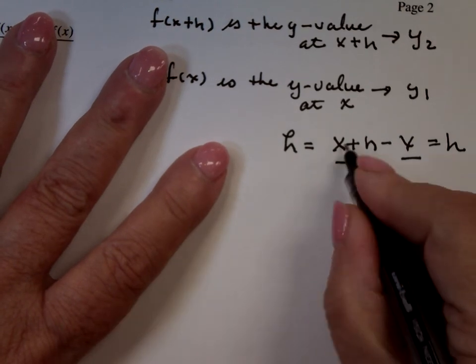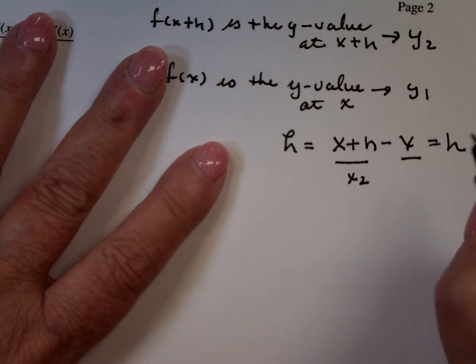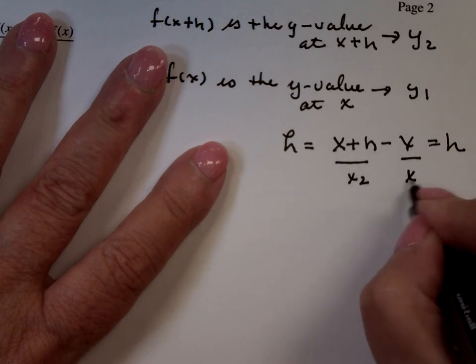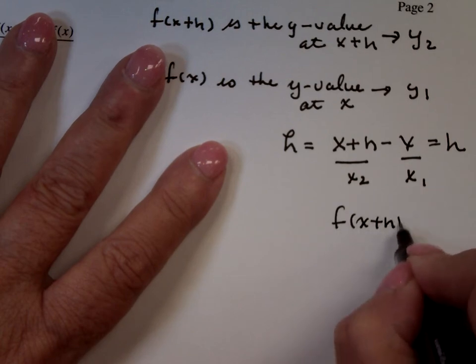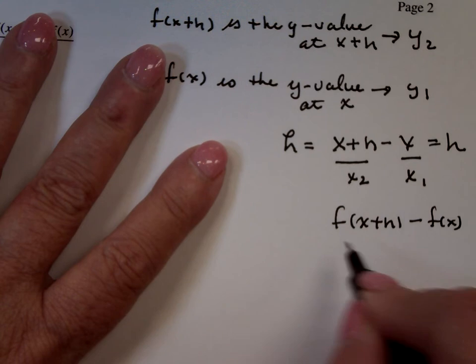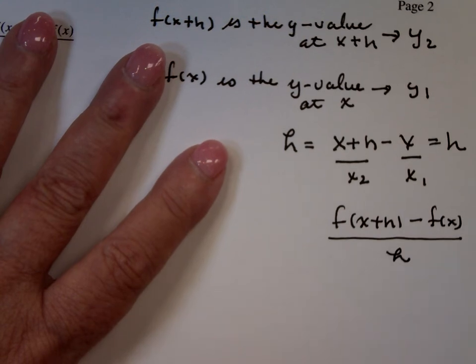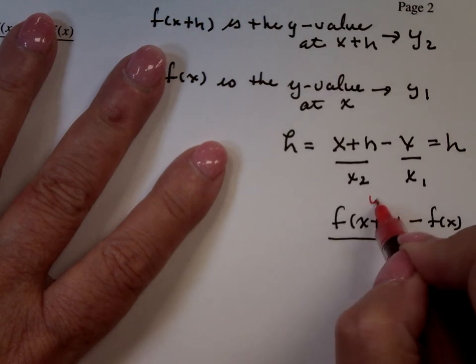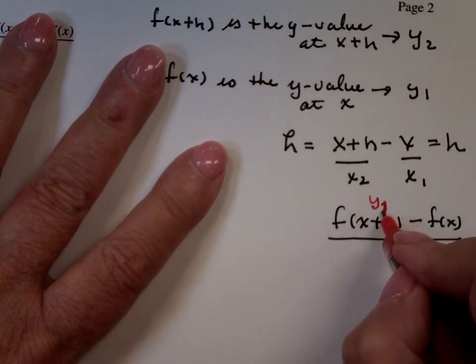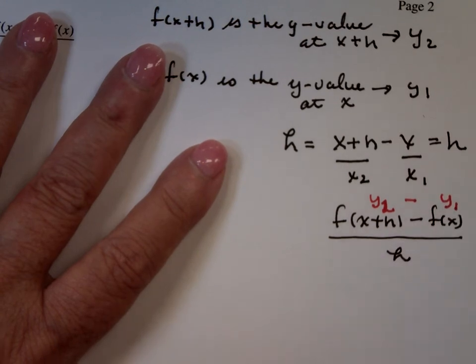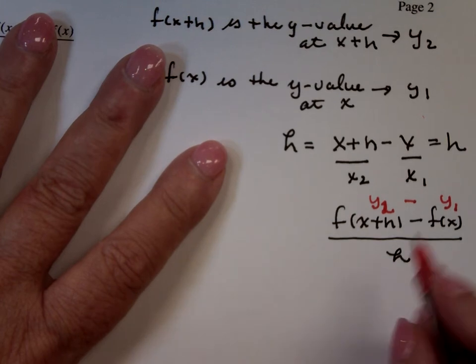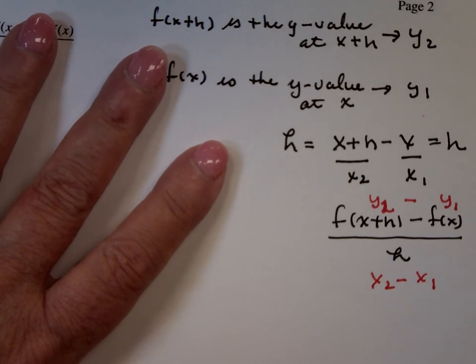So if I call x plus h x2, and if I call x x1, what is f of x plus h minus f of x, all divided by h? Well, f of x plus h is just y2. F of x is just y1. H is just x2 minus x1.